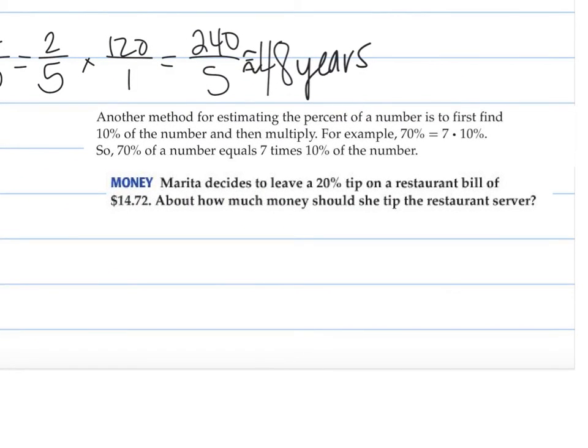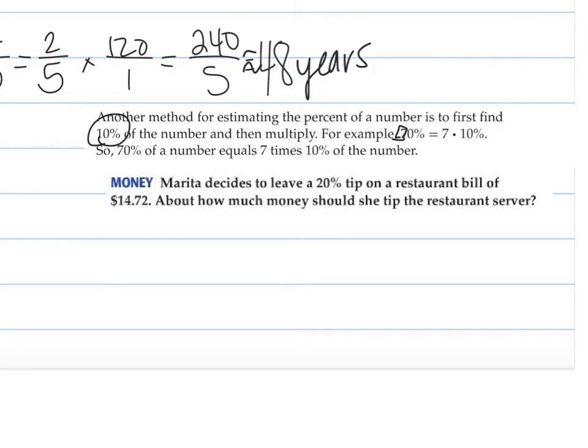Another method for estimating the percent of a number is to first find out what 10% of the number would be, and then to multiply. For example, 70%, we could break that up into 7 and 10%. So then the 70% of a number would be 7 times the 10%. So first we find 10% of the number, and then from there we multiply that by whatever number is in front of our percent here. So 70% we would multiply by 7. If it was 20% after we find the 10%, we would multiply by 2. If it was 80%, we would multiply by 8.